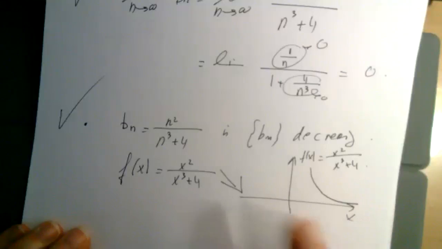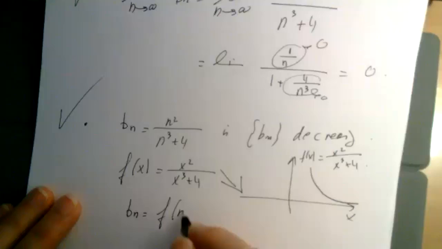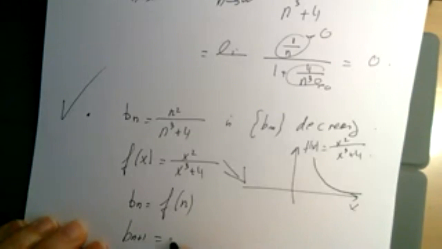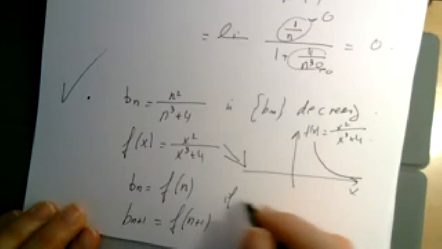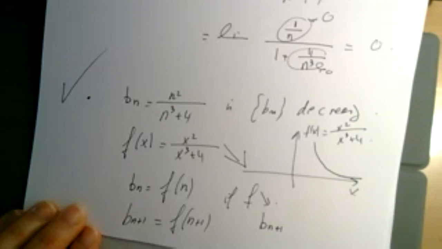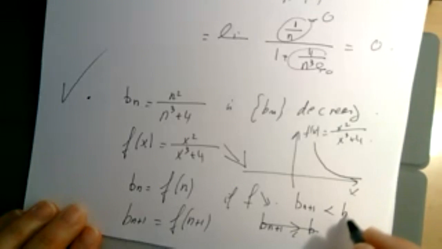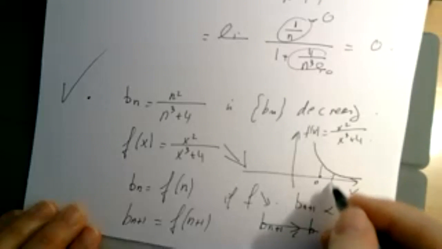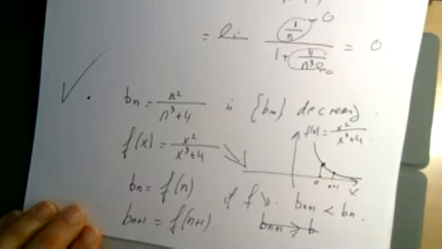So if this is decreasing, then Bn is nothing more than the value that the function is taking at n. Bn plus 1 is nothing more than what the function is taking at n plus 1. So if f decreases, it means that the value at n plus 1 is definitely, sorry, the value at n plus 1 is less than the value at n, because this is n, and this is n plus 1. The output here is definitely larger than the output here.